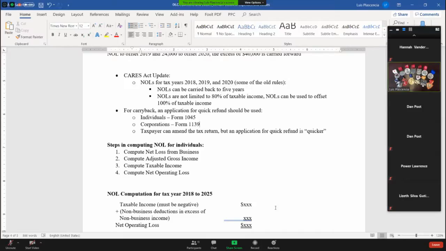So step number 1, we compute the net loss from the business. So that's figuring out the net loss from the business, Schedule C. So you're doing business income minus business expenses. That is not your net operating loss yet. That's just a starting point.